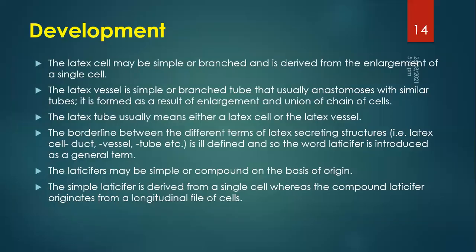The development of the latex containing laticifer cells may be simple or branched and is derived from the enlargement of a single cell. The latex vessel is a simple or branched tube that usually anastomoses with similar tubes. It is formed as a result of the enlargement and union of chains of cells. The latex tube usually means either a latex cell or latex vessels. The borderline between the different terms of the latex secreting structures, for example latex cell, duct, vessel, tube, etc., is ill-defined, and so the word laticifer is introduced as a general term.